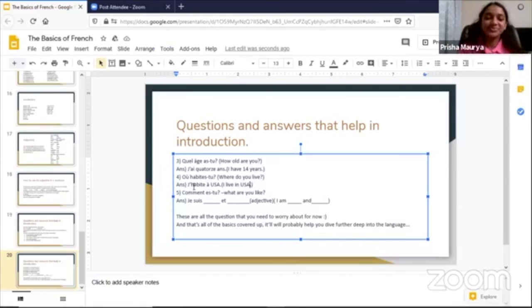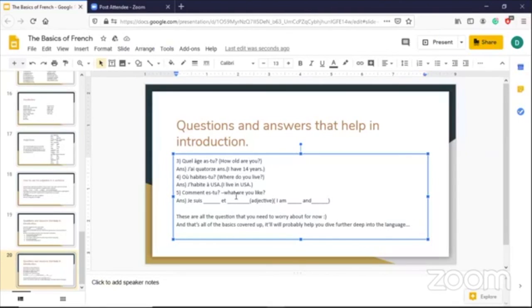Amazing. Good job. So the fifth one is comment es-tu? It means what are you like? So remember how we talked about the adjective and how you use them? This is where you need to use the adjective. So this is how you would describe yourself. So comment es-tu? Would anyone like to try the question before I move on to the answer? Comment es-tu? Je suis.